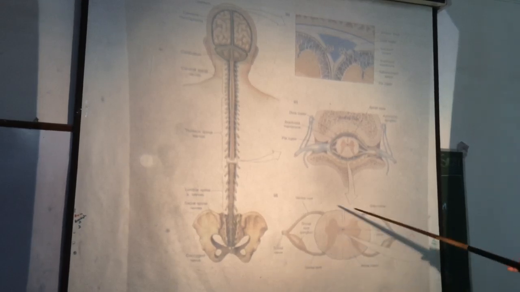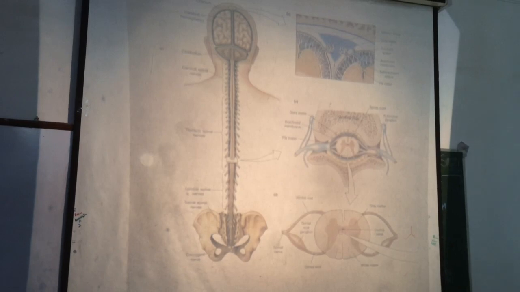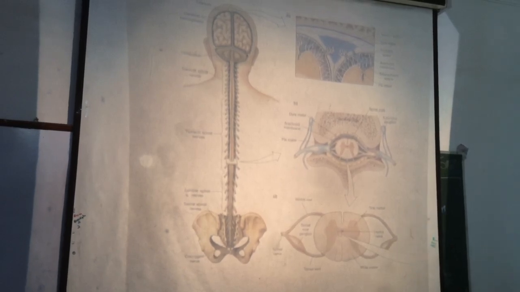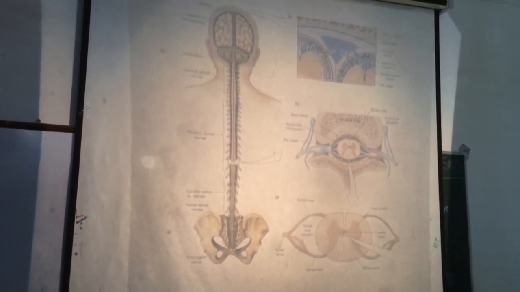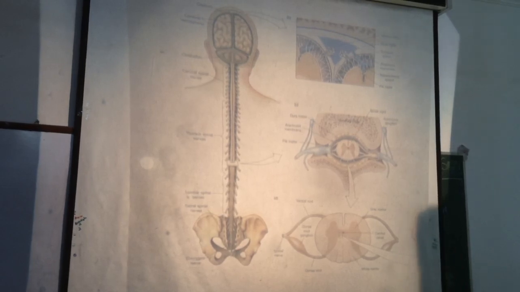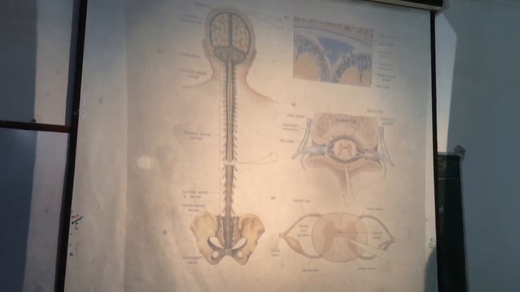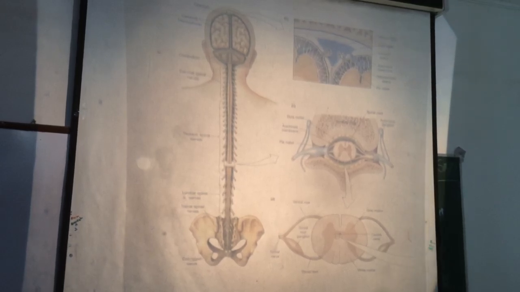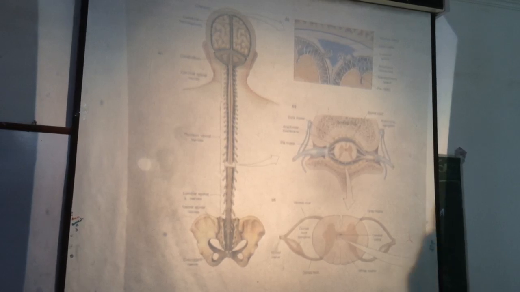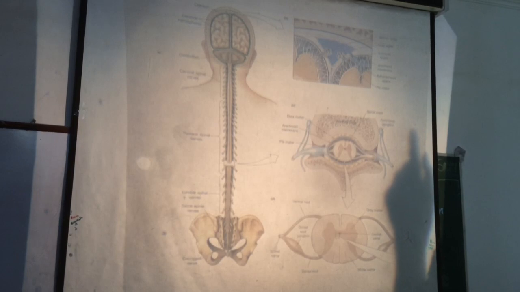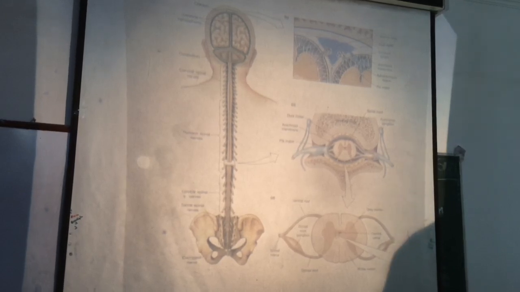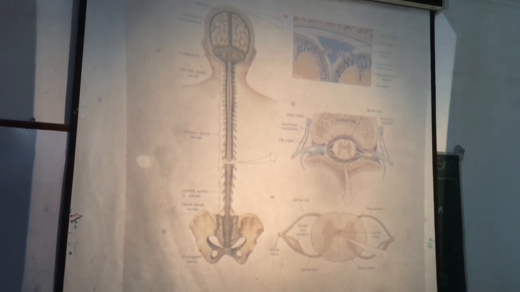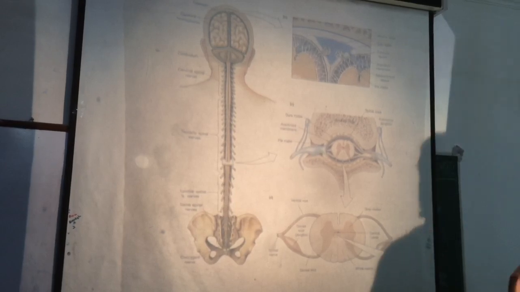So this was about the structure of the spinal cord and then the arrangement of the spinal nerves. Right? So what is a dermatome? A dermatome is the area of skin supplied by one spinal nerve. So the area of skin supplied by one spinal nerve is called a dermatome.